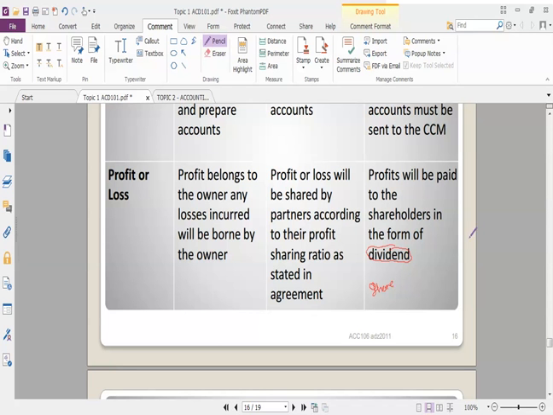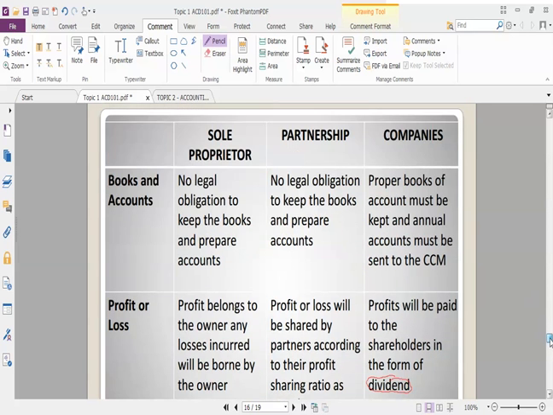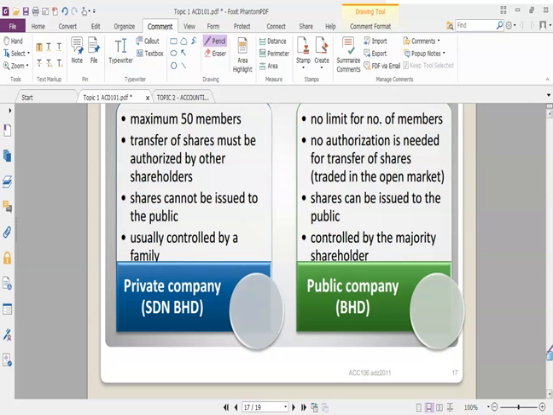Okay, where is it? Capital, capital of capital requirement. Can you write in the message, Ahmad?